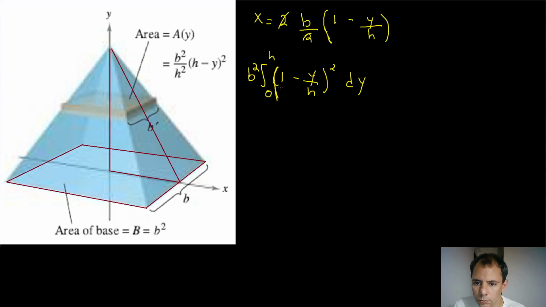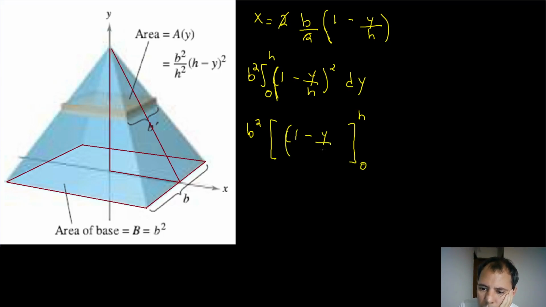So we do that. So what is this going to be? It's going to be b squared, and I'm just going to integrate this here from 0 all the way to h. Okay, now let's integrate this thing. It's going to be 1 minus y divided by h, cubed, divided by 3.